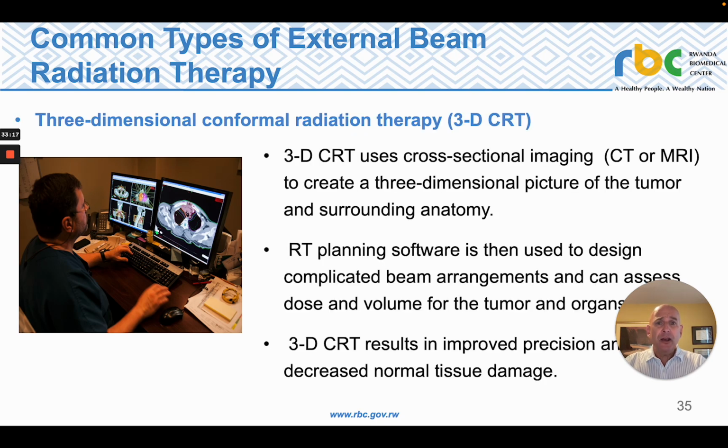Now, 3D conformal radiotherapy uses cross-sectional imaging, CT or MRI, to create a three-dimensional picture of the tumor and surrounding anatomy. Radiotherapy planning software is then used to design a much more complicated beam arrangement, and they can assess dose and volume for the tumor and those organs at risk. 3D conformal radiotherapy is a big jump from 2D therapy, where you're able to treat with improved precision and decreased normal tissue damage.